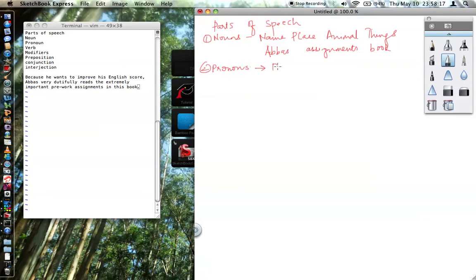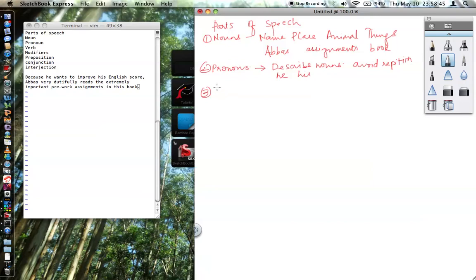The second one is pronoun. They are used in place of nouns to avoid repetition. Okay, so pronouns in this sentence would be he, his, etc.